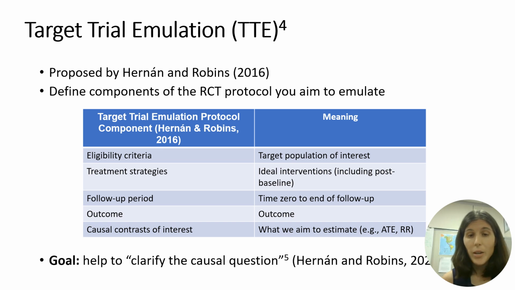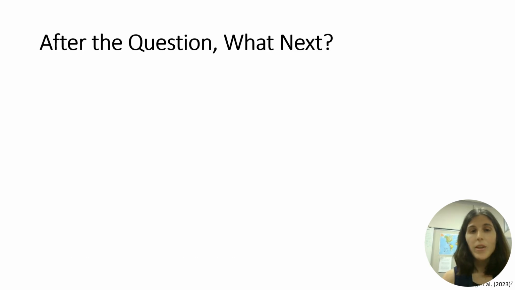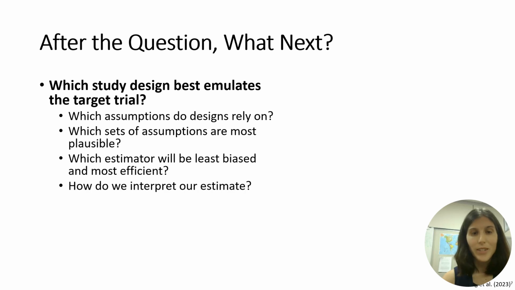The follow-up period, which is time zero to the criteria that define end of follow-up, the outcome, and the causal contrasts of interest, which are what we aim to estimate, so oftentimes an average treatment effect or a causal relative risk. The goal here, according to Hernan and Robins in their excellent book, What If, is to help clarify the causal question. But then once we've clarified the question, what comes next?